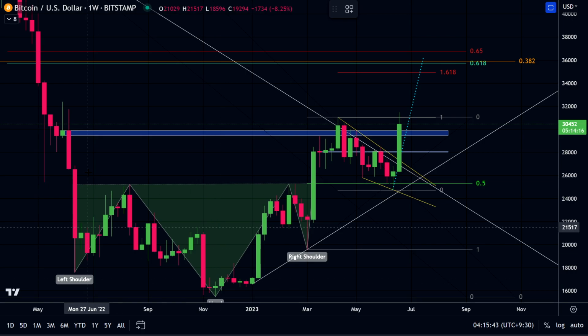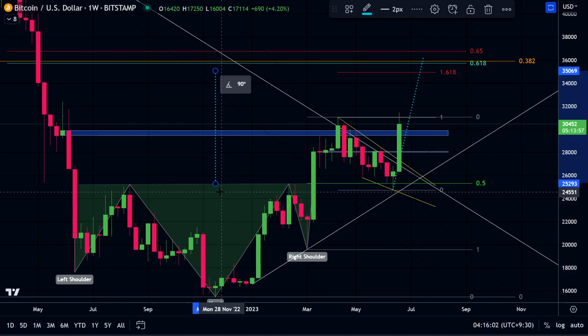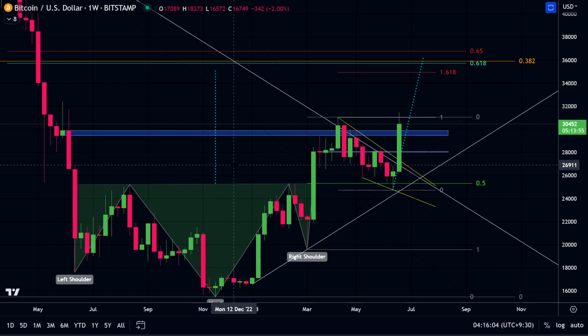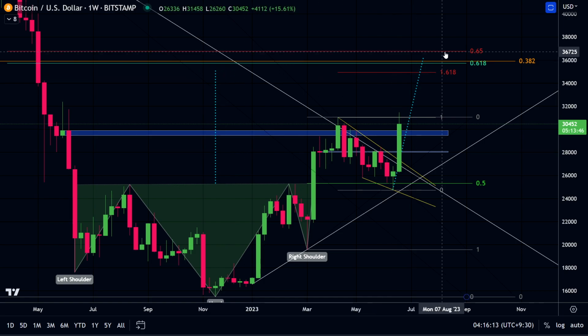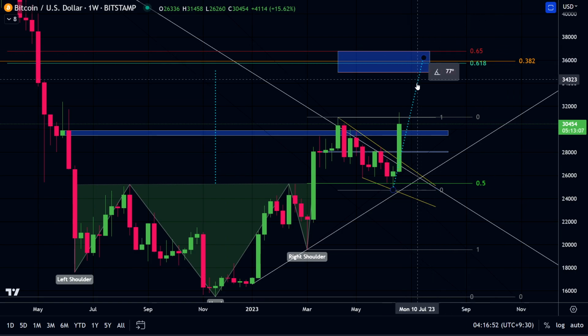To work out the measured move of this head and shoulders pattern, we measure the distance of the head, which goes from the bottom there to the neckline. Then with the same length line, we put it at that neckline breakout level. This gives us the measured move of the head and shoulders pattern. We can see that takes us to 35,110. And again, that lies within this area between all of these fibs. So we now have 5 things that all point to this area here. And I think with all that confluence, this is the next target for Bitcoin.